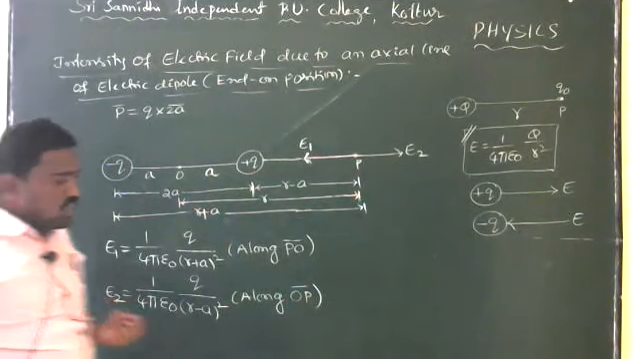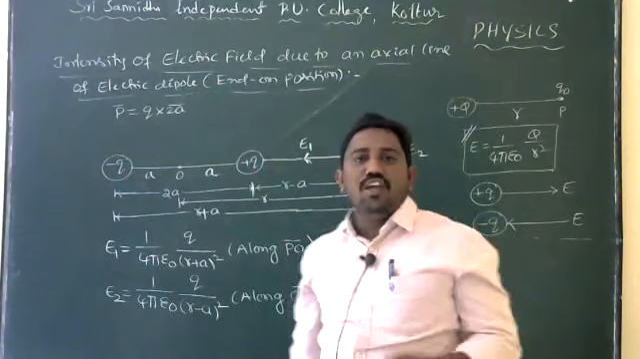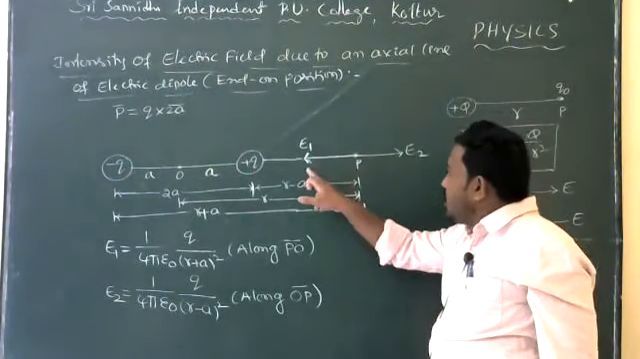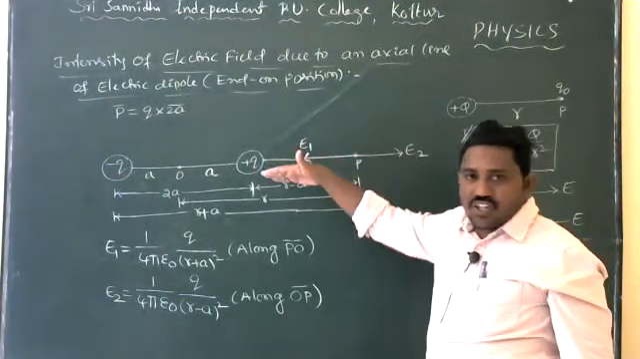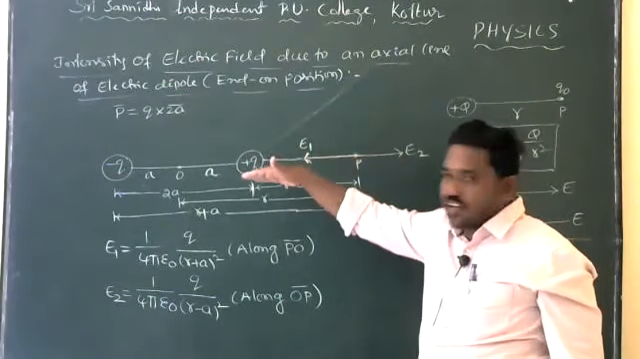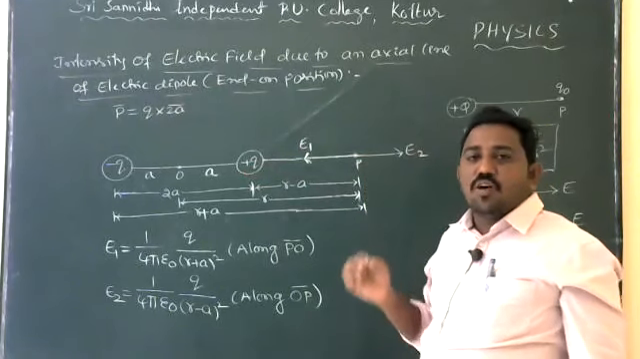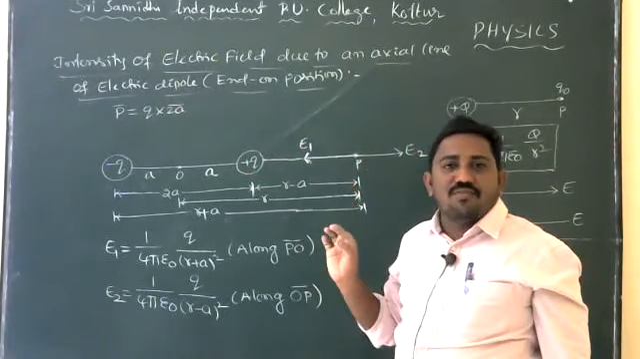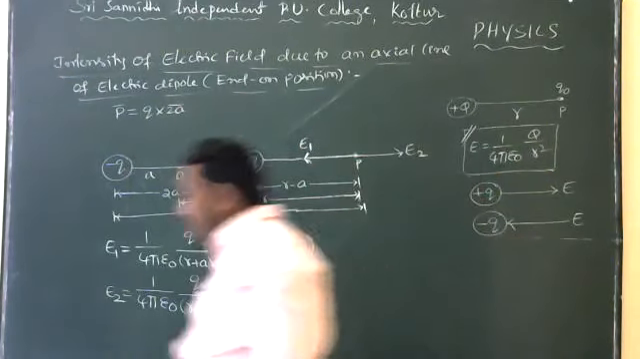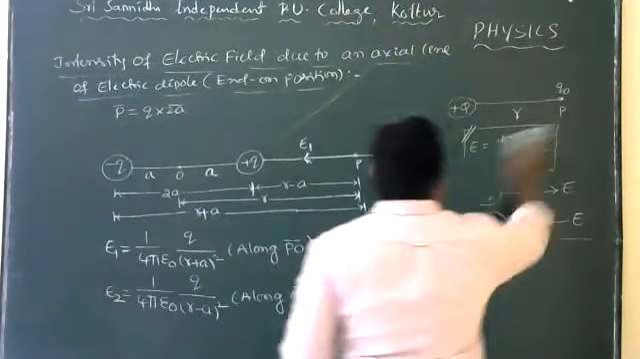Next, find out the E value, the resultant of the electric field at point P. E1 is along the PO direction and E2 is along the OP direction. So now we calculate the intensity of the resultant electric field at point P.